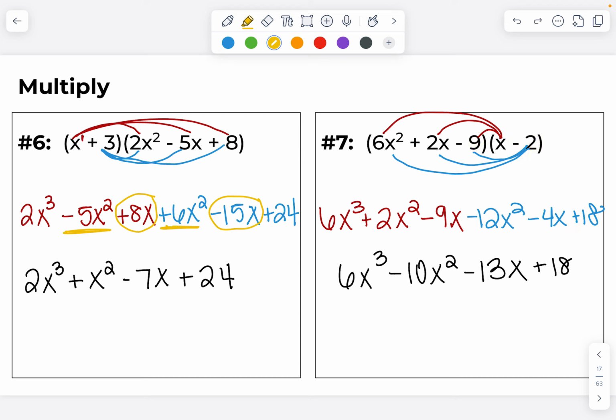And then from here, I have some like terms that I have to combine. The like terms that I combined: I had a positive 2x squared and a negative 12x squared. That's where this negative 10x squared came from. And then my negative 9x and my negative 4x gave me that negative 13x. And again, this 18 and this 6x cubed couldn't be combined with anything, so they just got brought down as is. And that is the end of this video and the end of our week 1 videos.